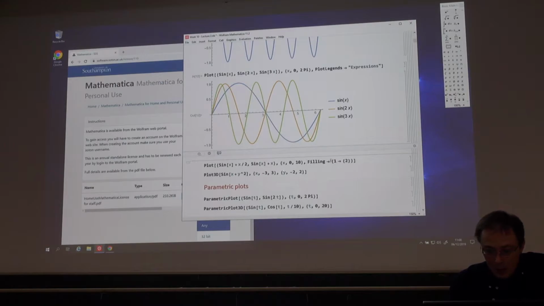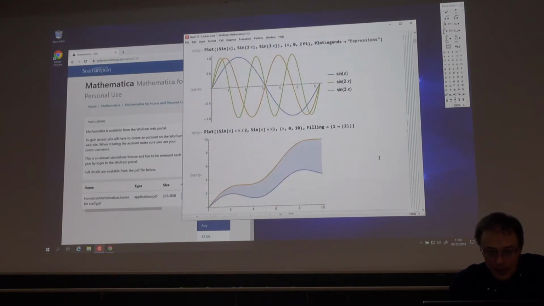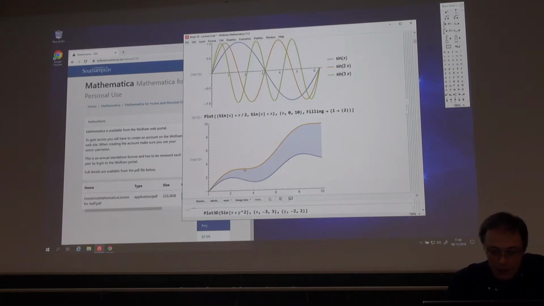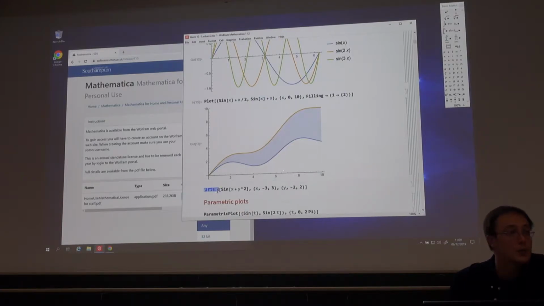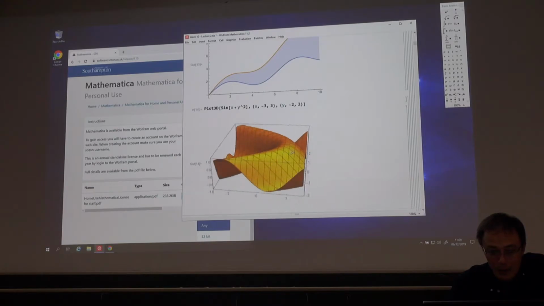Various other options, like for example, fill in the area between curve number 1 and curve number 2, where curve number 1 is this sine and curve number 2 is that sine, and it will do it. Various other options exist. There's a three-dimensional plot function for functions of two variables called Plot3D. So if it's sine of x plus y squared for a rectangle for x from -3 to 3 and y from -2 to 2, it produces a three-dimensional plot, which you can then actually rotate around.